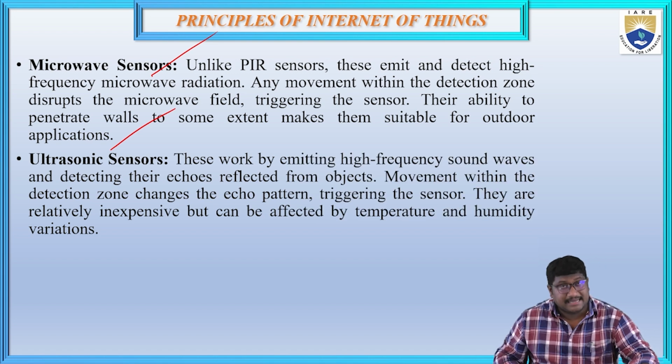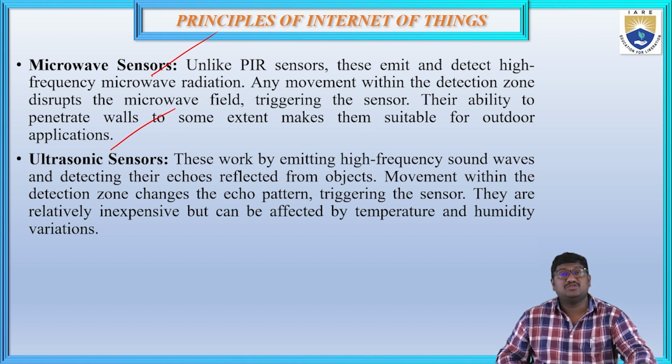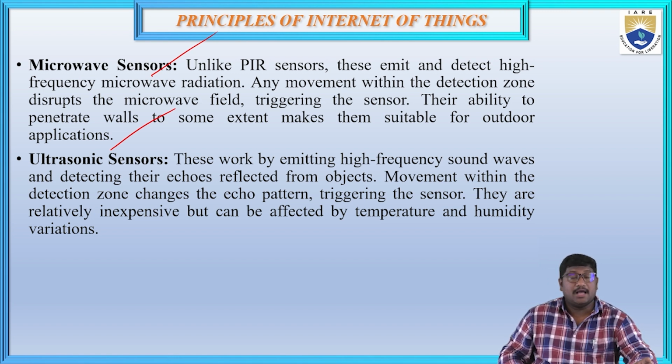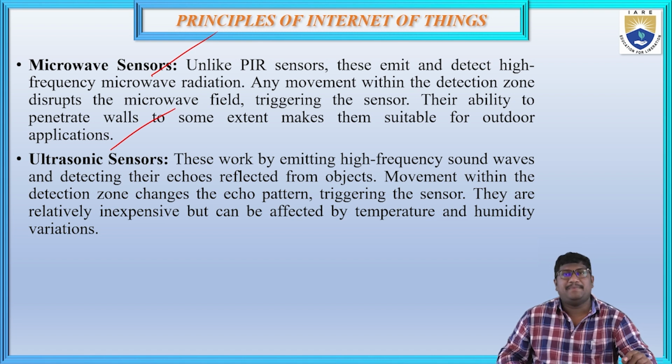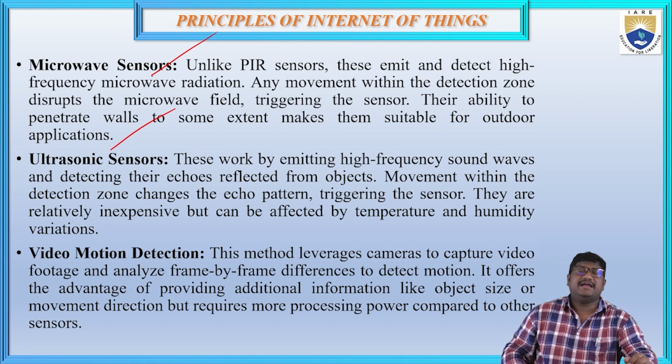And coming to ultrasonic sensors, which are part of the wireless sensors. Ultrasonic sensors emit high frequency sound waves and also detect the echo reflected from objects. Here, movement within the detection zone changes the echo pattern, which triggers the sensor. They are relatively inexpensive, but are affected by temperature and humidity variation.